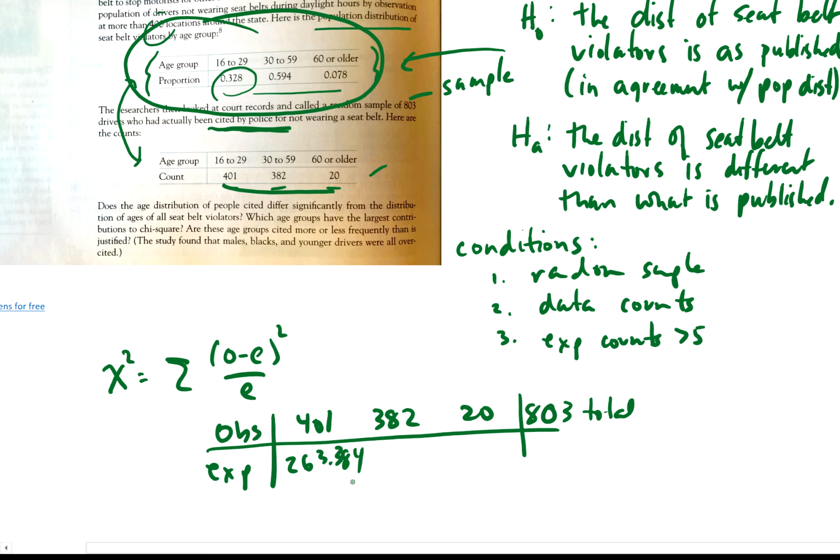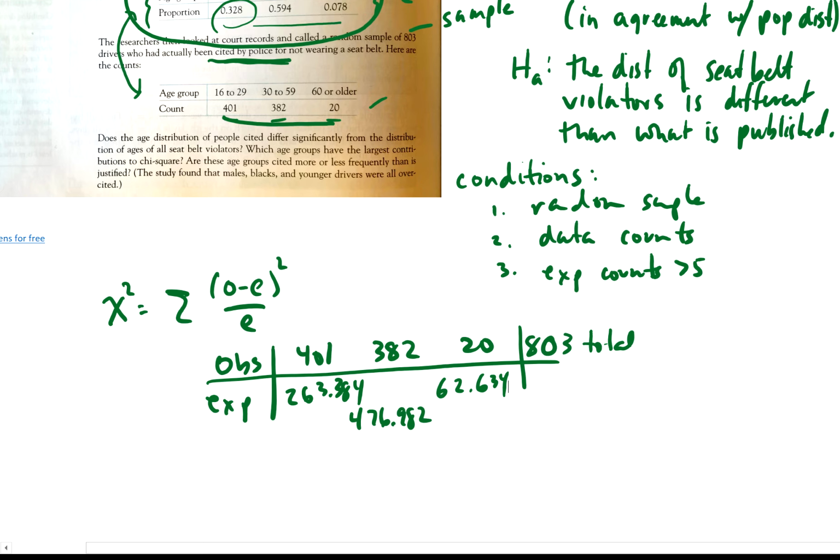I would expect 0.594 times 803. I would expect 476.982 from the middle column, which is 30 to 59. And I would expect 0.078 times 803, 62.634. Okay. So just from looking at this, boy, it sure looks like what I expect and what I got are different.